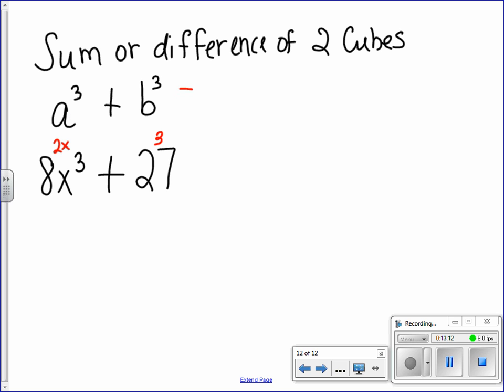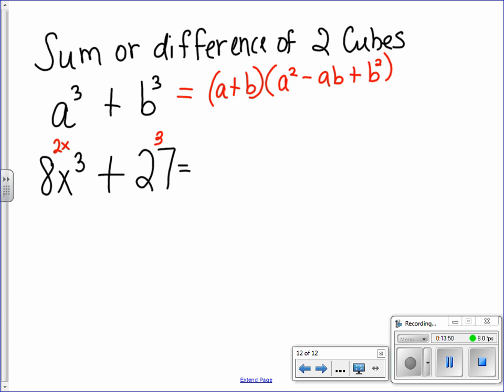A cubed plus B cubed will factor down to A plus B times A squared minus AB plus B squared. I want to get that written down, and then we'll see how this turns into that. You have it written? Okay. I love these. All right.